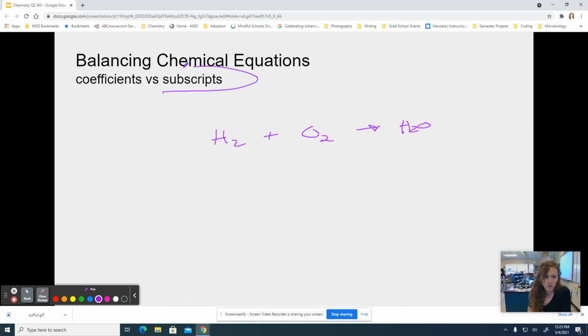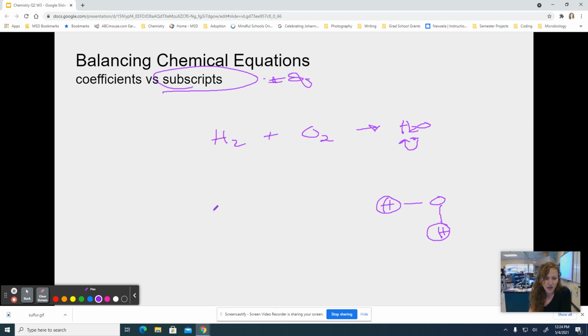Okay, so subscripts. We have been dealing with subscripts since we've been dealing with bonding. Remember, subscripts tell you the number of the thing that's present, but it's only the number of the thing that it's directly behind. So like this 2 in H2O is telling me that I have 2 hydrogen atoms. It says nothing about the oxygen.